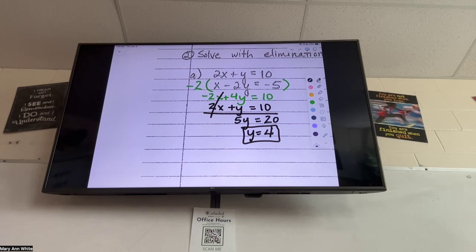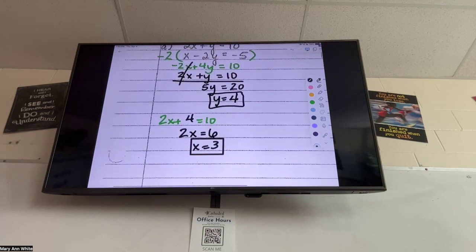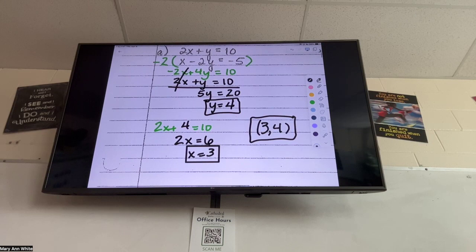So I'm going to go into my first equation. I will do 2x plus y equals 10, and that y is 4. And then I'll just solve for that. I get x equals 3. And again, if I wanted an ordered pair, I'd go 3, 4. Okay, I think there are 2 more elimination, one on this side, one on the other side. Go ahead and try letters B and C on your own.